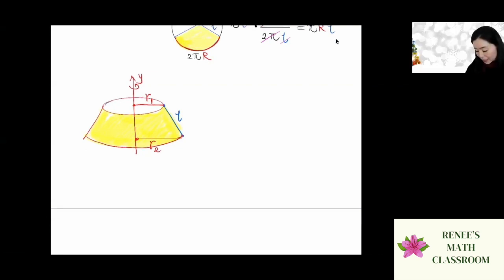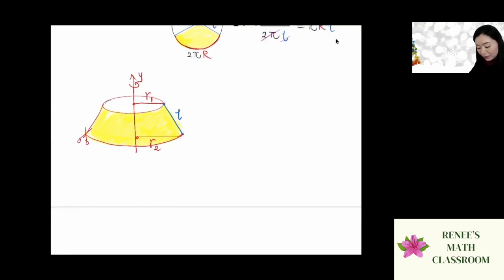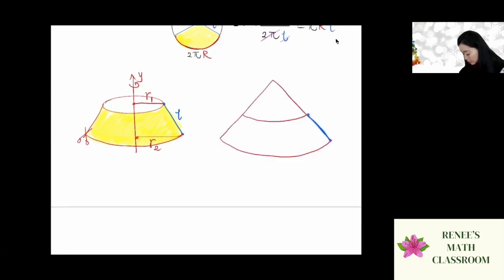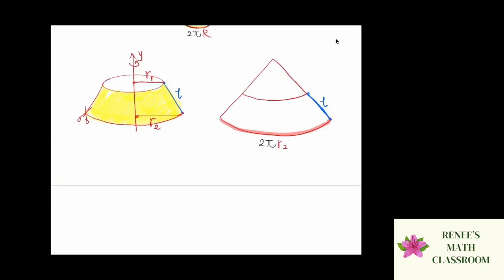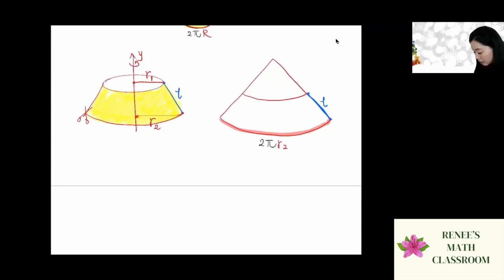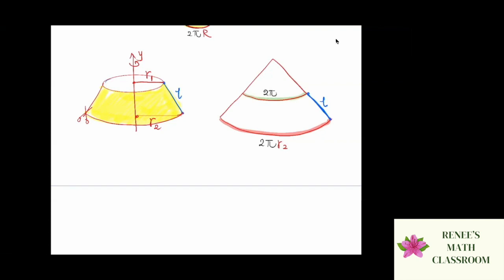So again, let's use a pair of scissors and cut it along this, and open this up. When you open this up, you're going to get, so this is L. And this arc over here, what's the length of this arc? 2 pi times R2, right? And the length for this arc over here is going to be 2 pi times R1.